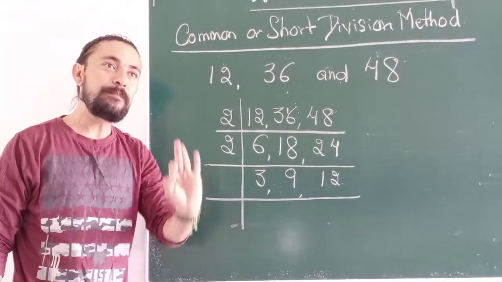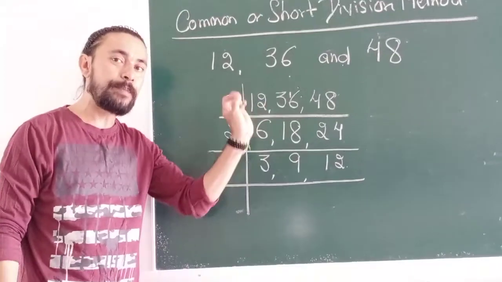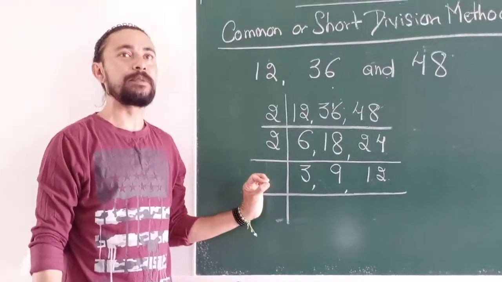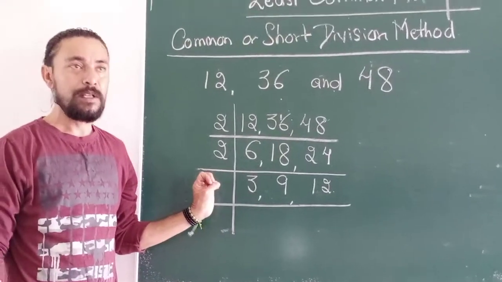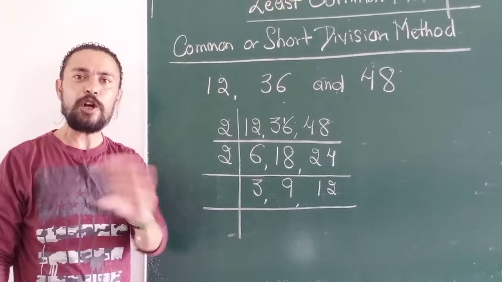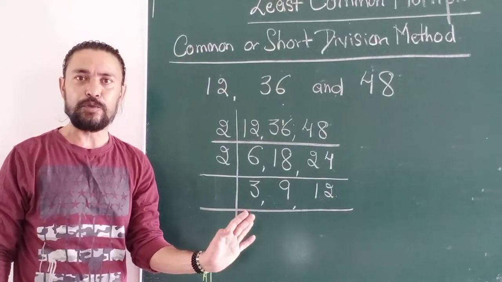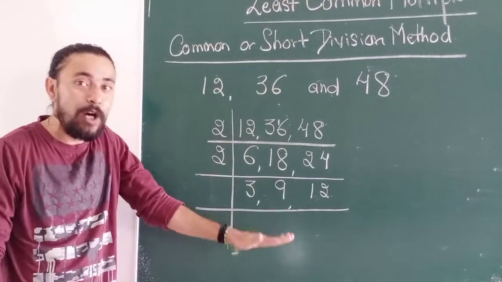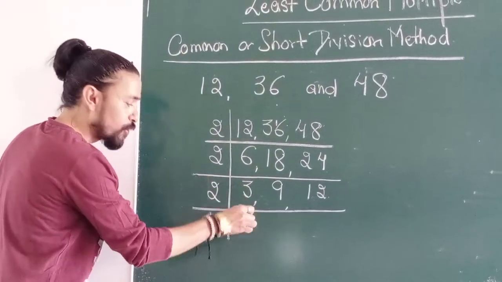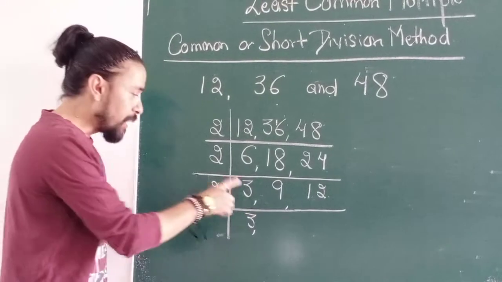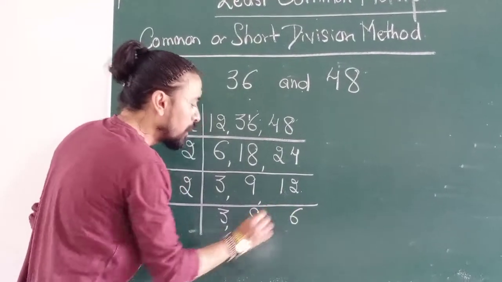If any of the three numbers, four numbers, five numbers, two numbers given is divisible by a particular prime number, you will still continue with that prime number till you can divide none of the given numbers by that particular prime number. So what happens to the other two numbers that are not divisible by that prime number? Now 3 and 9 are not divisible by the prime number 2. So what happens to them? They are copied down to the next level. So 2 does not go into 3, I copy down 3. 9 does not go, I copy down 9. But 12 goes, so 2 6s are 12.